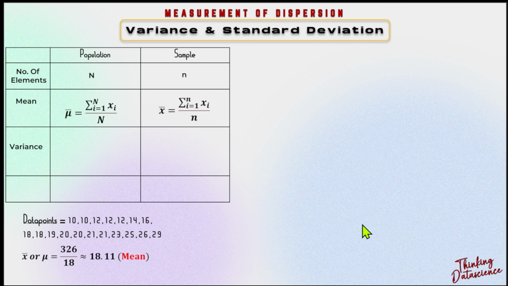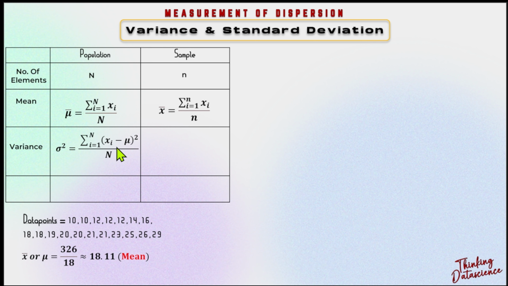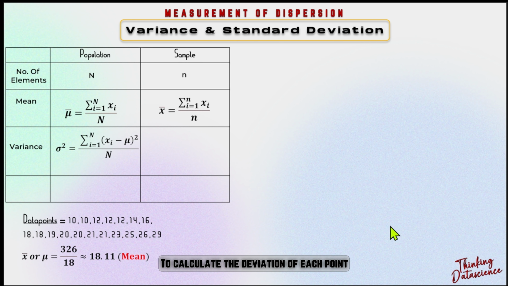So what about variance? Variance is a measure of how spread out our data is around the mean. The formula for population variance is x sub i minus mu. To understand this formula, we need to remember that x sub i represents any single data point in our dataset. For instance, let's say we have a set of data. To calculate the deviation of each point from the mean, we can start by taking the first value of the data and plugging it into the formula as x sub i. We then repeat the process with the second value of x sub i and so on until we have gone through all the data points.